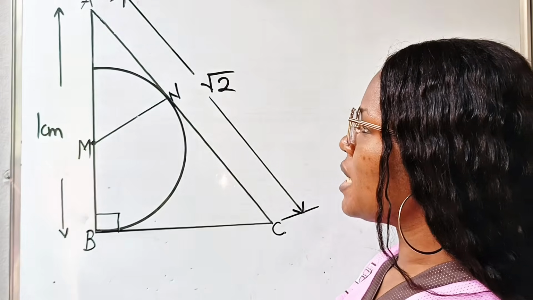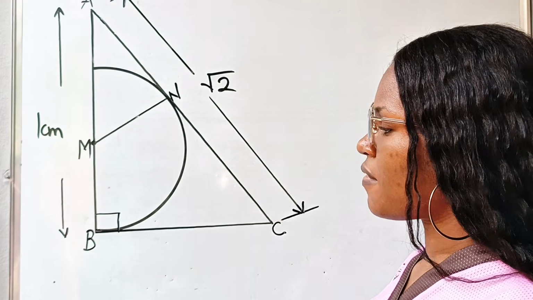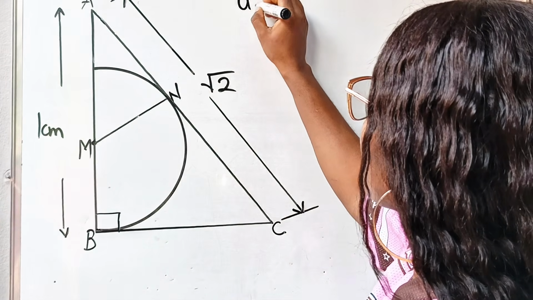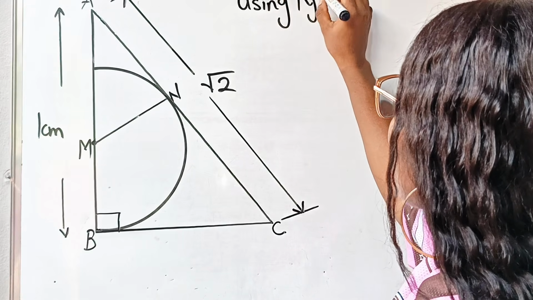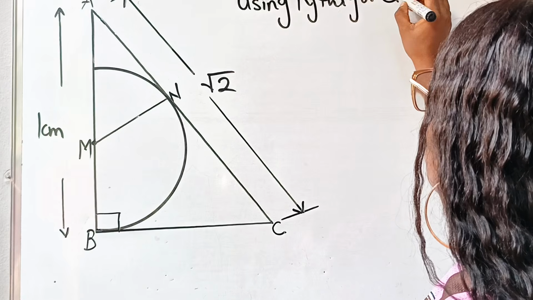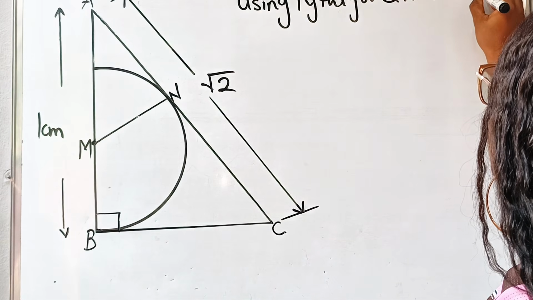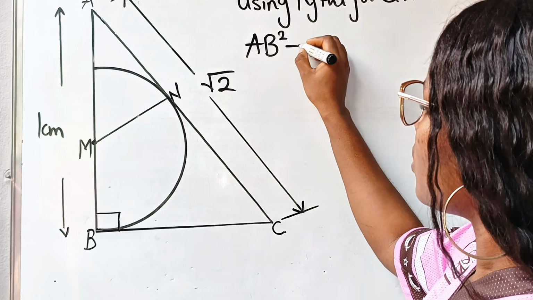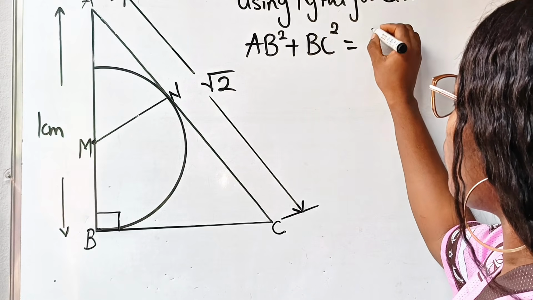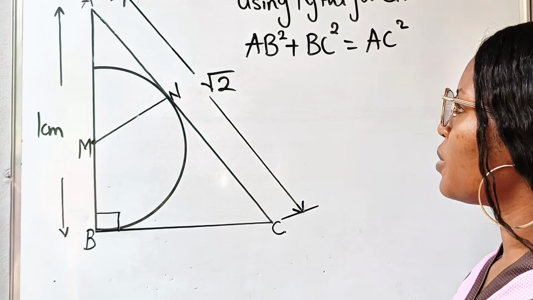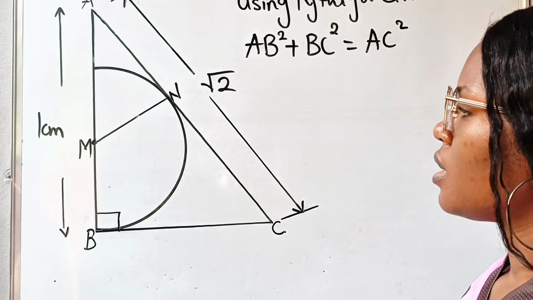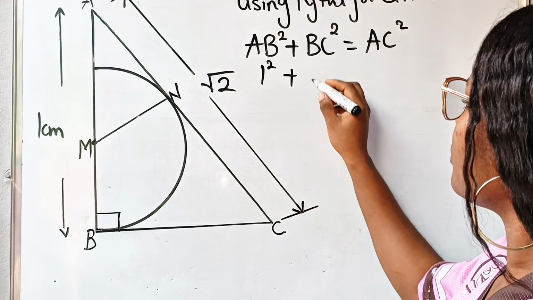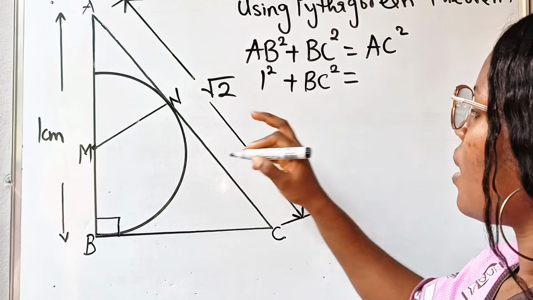Being that triangle ABC is right angled, we can find side BC using the Pythagorean theorem. So let's do that. Using the Pythagorean theorem, we will have AB squared plus BC squared should be equal to AC squared. Now AB is 1, BC is unknown, and AC is √2.